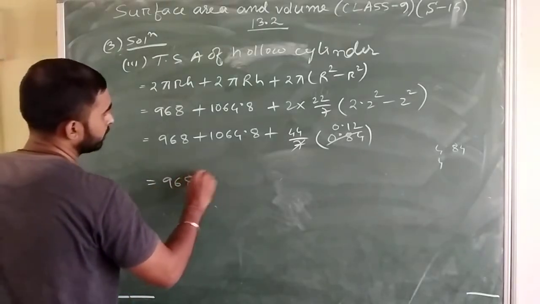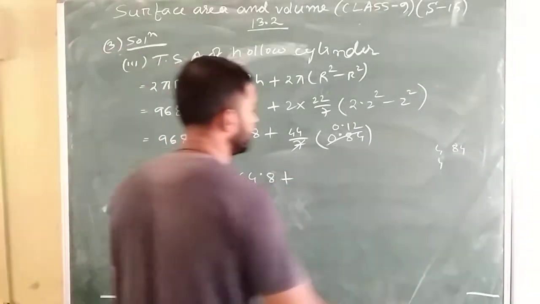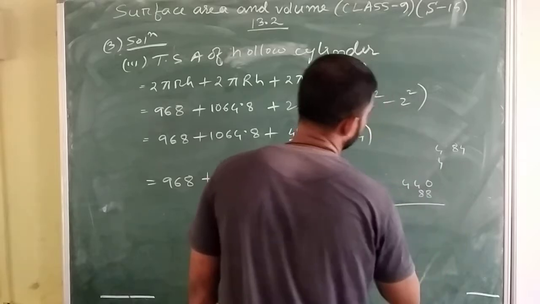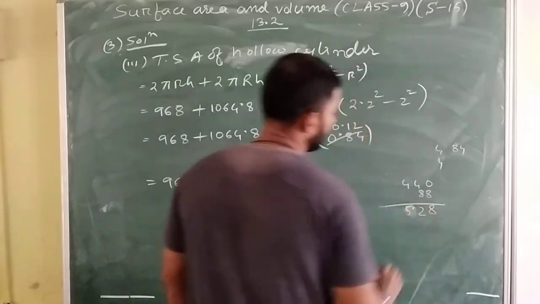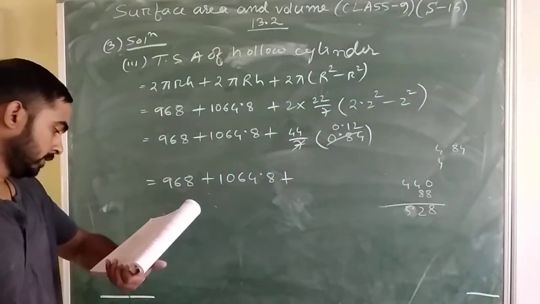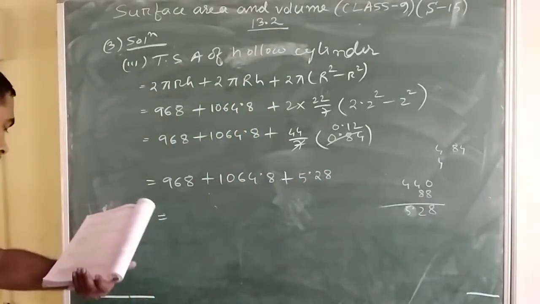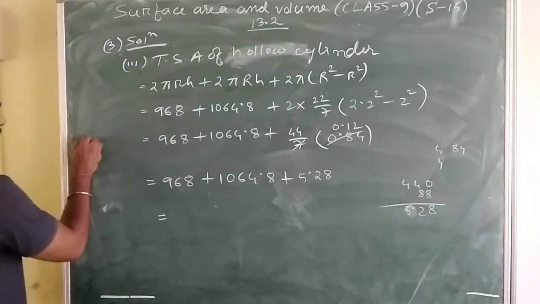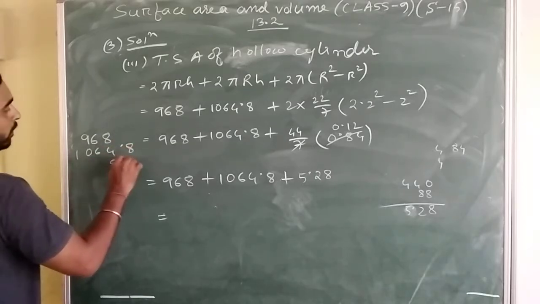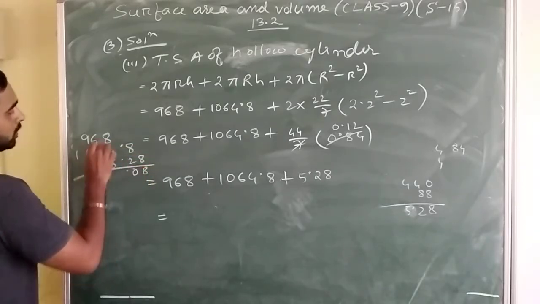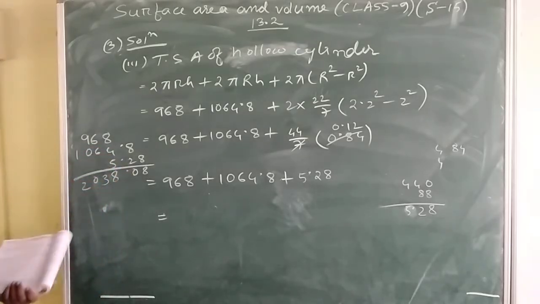So 968 plus 1064.8 plus 5.28. Now add them. What is the answer? The final answer is 2038.08. Let me do the calculation. 968, 1064.8, 5.28, total 2038.08.